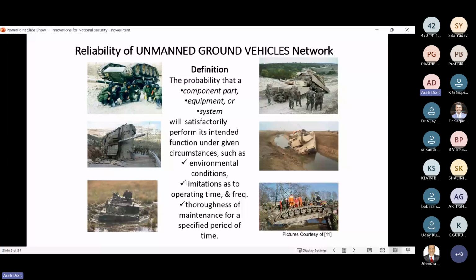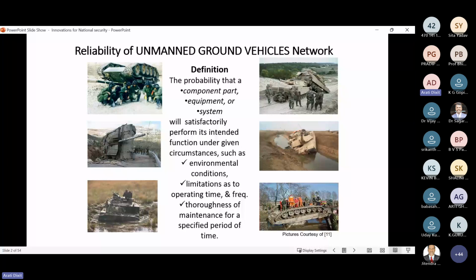The second perspective of this problem was to take into account the huge losses that are incurred because of unexpected problems in nature, as you see in some pictures here. How can we protect the unmanned ground vehicles, or how can we protect these expensive tanks from situations as we see on the screen? So the problem was, how can we find out the reliability of an unmanned ground vehicles network?